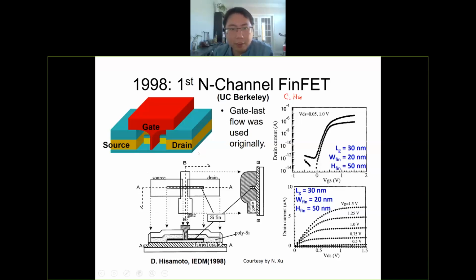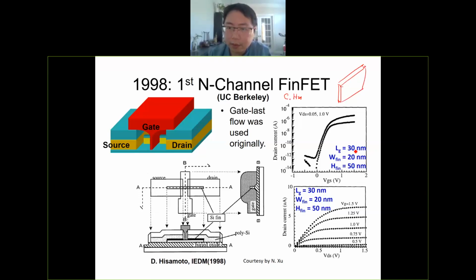And his group published the first paper in this conference called IEDM, International Electron Device Meeting, in 1998. This is the original design, the layout of the FinFET. And then this is the ID-VG and ID-VD curve of the transistor built in the university lab. And at that time, those are the dimensions for the fin structure, because the fin is a three-dimensional structure. We need to have those numbers.